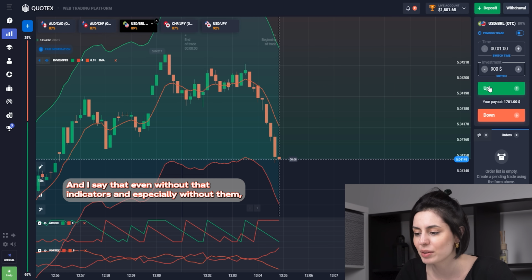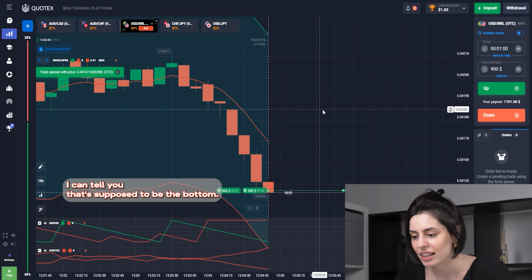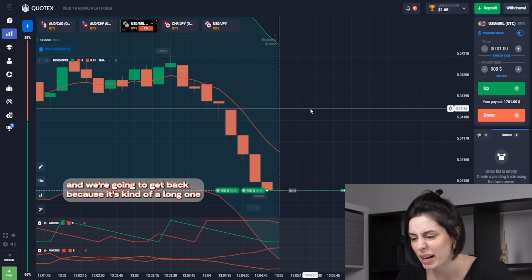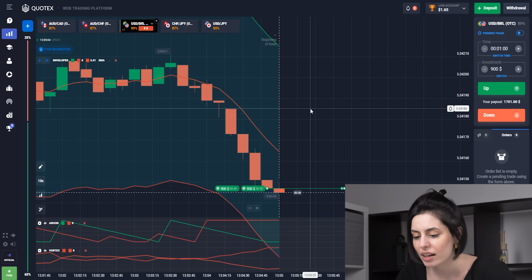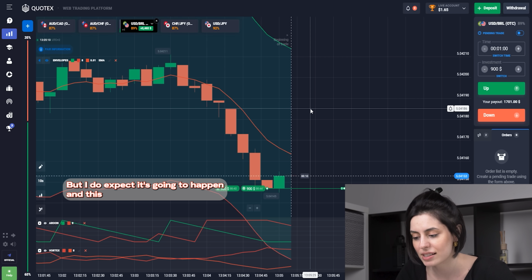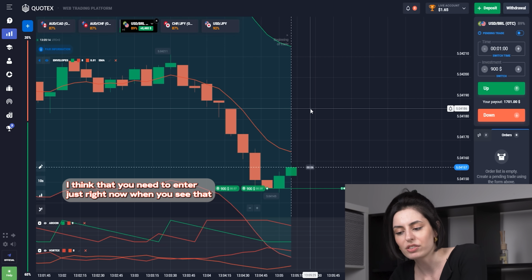How about this one? I must say, with this big picture of the chart, it's easier. Even without the indicators, and especially without them, I can tell you that's supposed to be the bottom, and we're going to be rising, we're going to get back, because it's kind of a long one. And the Vortex lines are not getting crossed, but I do expect it's going to happen. And I think you need to enter just right now.